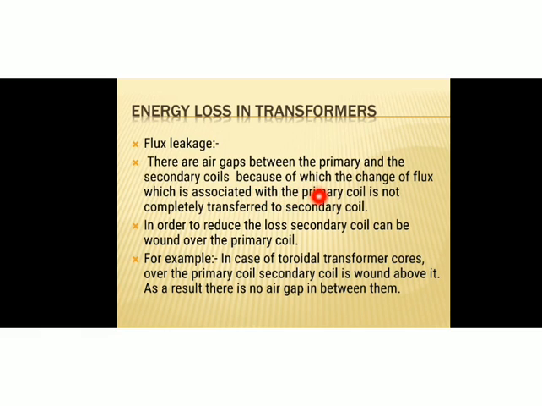Because of this, the change of flux which is associated with the primary coil is not completely transferred to the secondary coil. So if the change of flux associated with the primary coil is 10, that change 10 is not completely transferred to the secondary coil. Only 8 out of 10 is transferred to the secondary coil because of this air gap. Okay, and in order to reduce this loss, the secondary coil can be wound over the primary coil, and then the coil looks like a toroid.